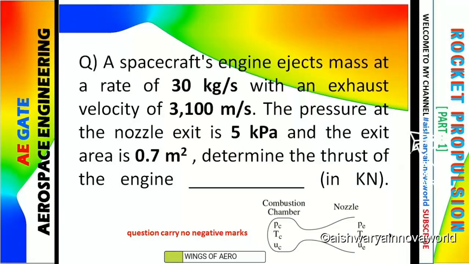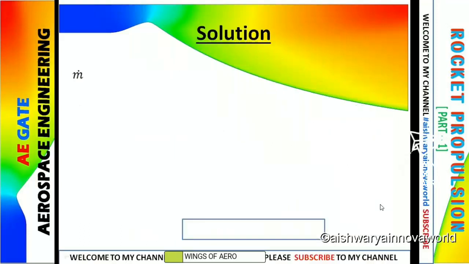Now what are the things that have been given in this problem? They have given the mass flow rate, that is m dot, then the exhaust velocity, VE, then the pressure at the nozzle exit, that is PE, then the exit area, that is AE. And what you have to find is the thrust of our engine, that is T, in terms of kilonewton. That is very important. Let's see the solution.